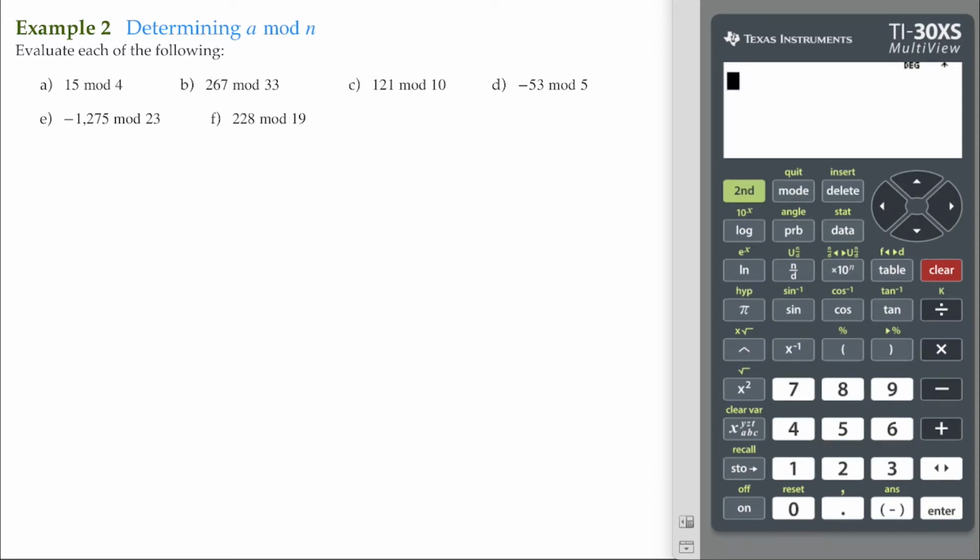Now that we have been introduced to modular arithmetic, demonstrating clock arithmetic using the division algorithm, we see that it is the remainder that is the integer we are trying to determine. And that is what modular arithmetic is about. It can be thought of as the arithmetic of remainders.